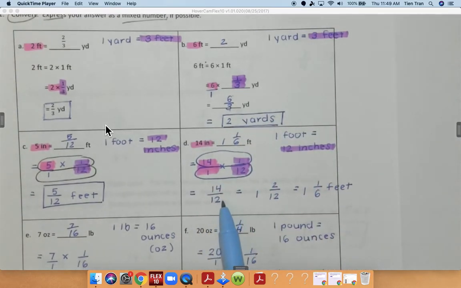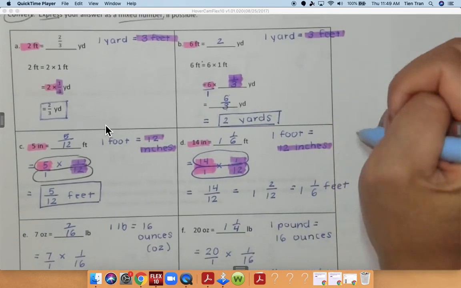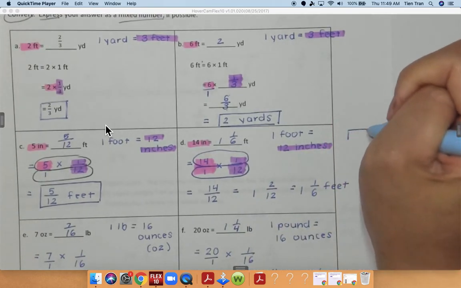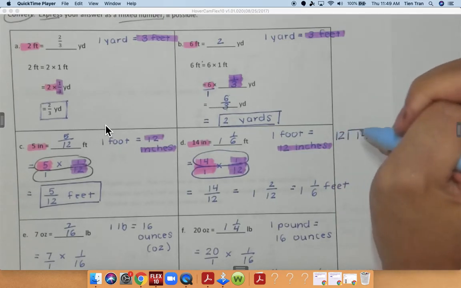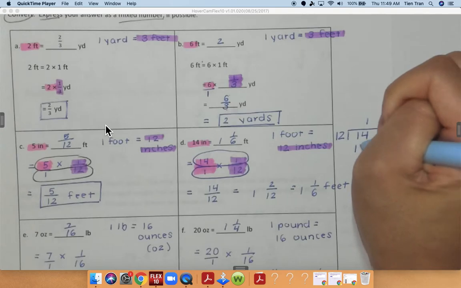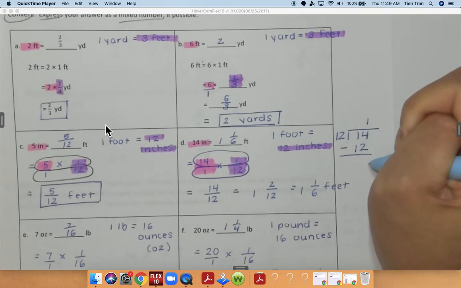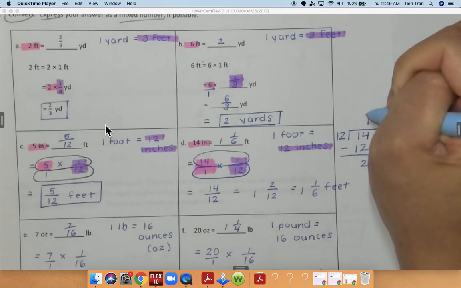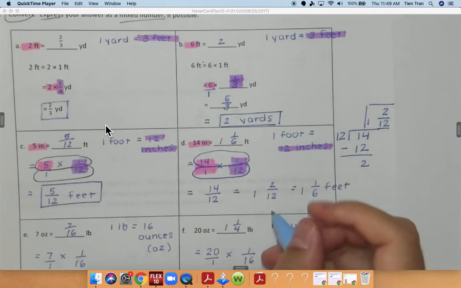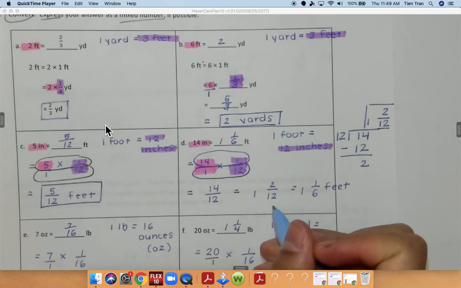I'm going to change this into a mixed number. How do I do that? I divide. So I have 14 divided by 12. How many times can 12 go into 14? 1 time. What is 4 minus 2? 2. So my remainder is 2, and my denominator is 12. I get 1 and 2/12. That's where that comes from.